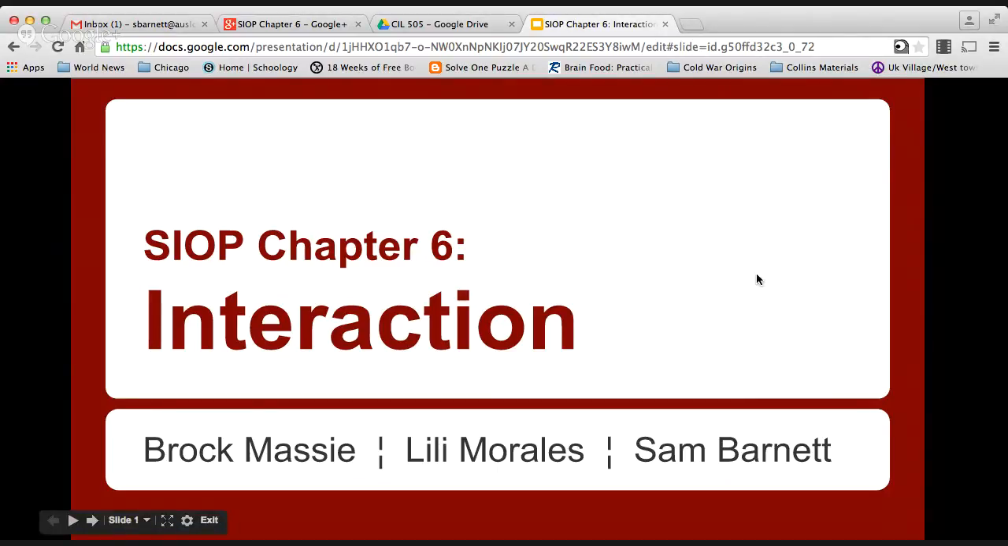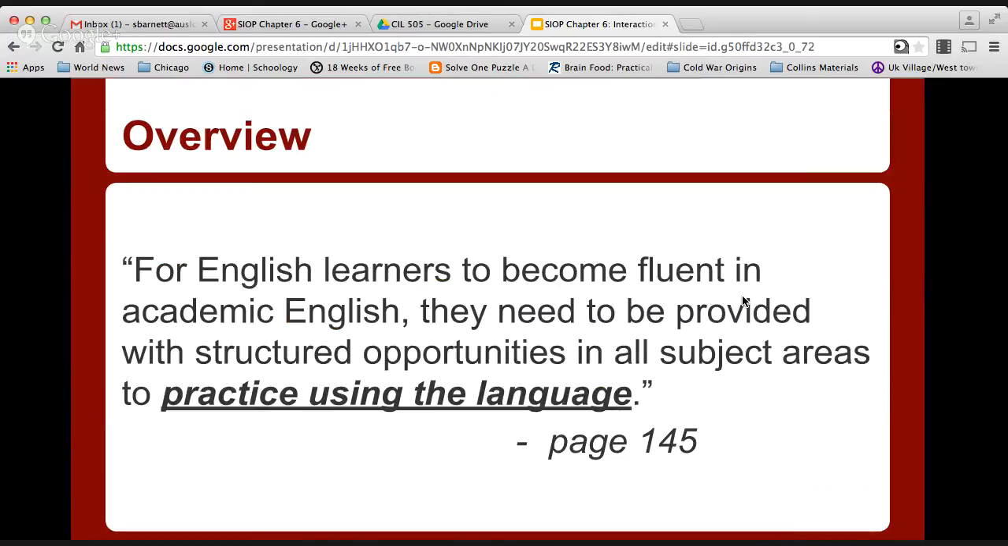I am going to show you a little bit about Chapter 6 of the SIOP book. This is all about interaction, which is basically student-to-student interaction, student-to-teacher interaction, really anything that allows people to talk with each other. This is a quote I just pulled from the front.